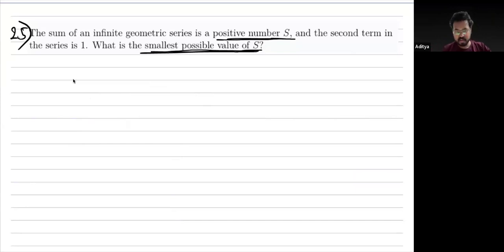Figure out the common ratio first of all. Then try to write an equation and try to get the smallest value possible for that equation.